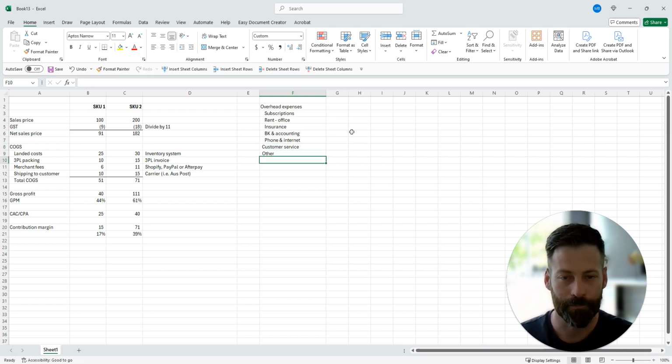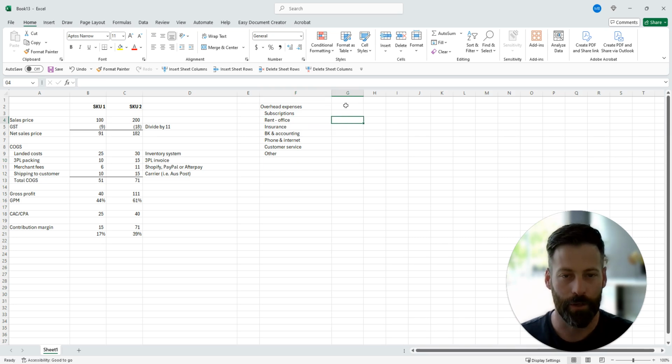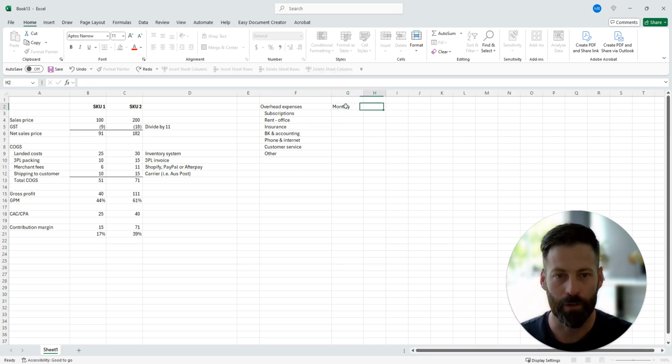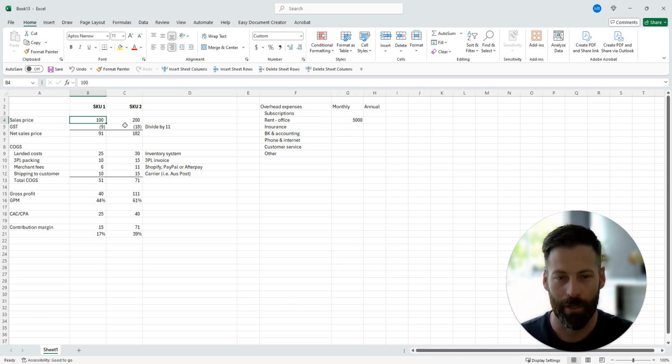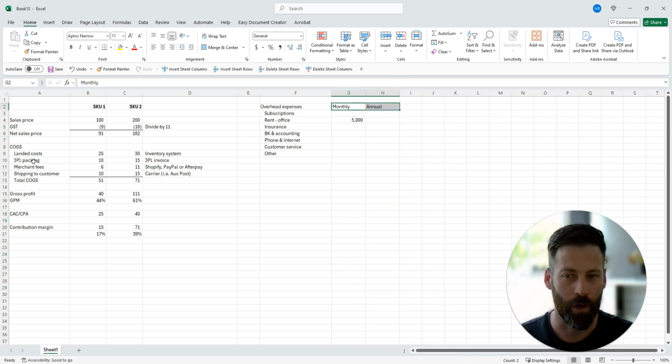Customer service, other. So these are the costs that you incur to run this business that aren't directly referable to buying a customer. So for example, if you've got monthly rent of your office for $5,000, you're going to incur that $5,000 whether you sell one of these products or 10,000 of those products. So that's why they're referred to as fixed overheads and not included in the COGS over here.